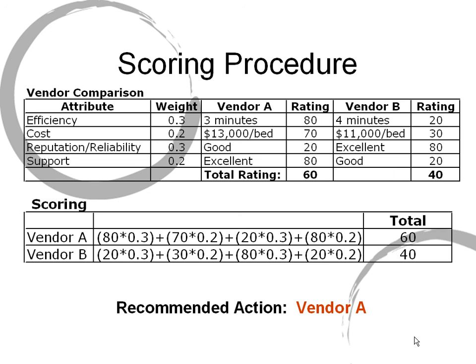When using the values given by each participant, vendor A has a total score of 60. Vendor B has a total score of 40. Therefore, based on the preferences of the participants, it is recommended that vendor A be selected for the implementation of an electronic health record system.